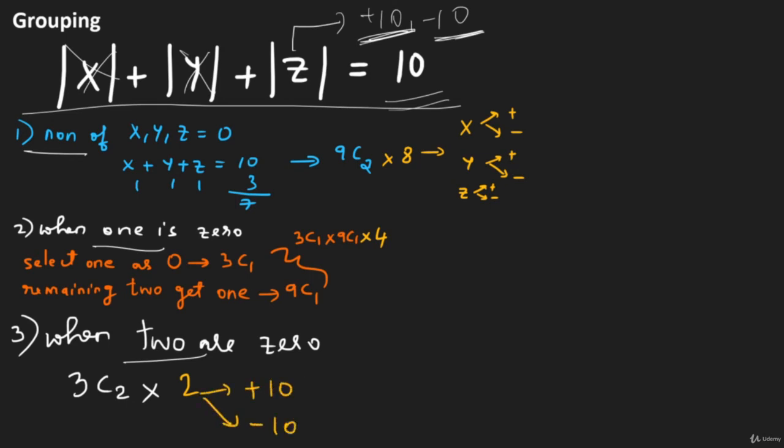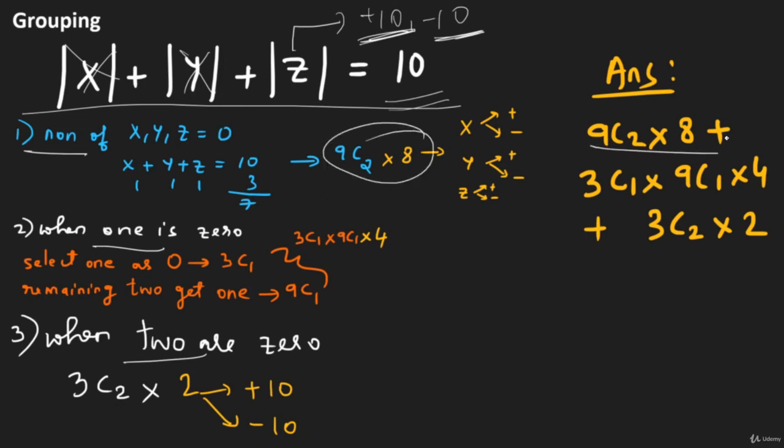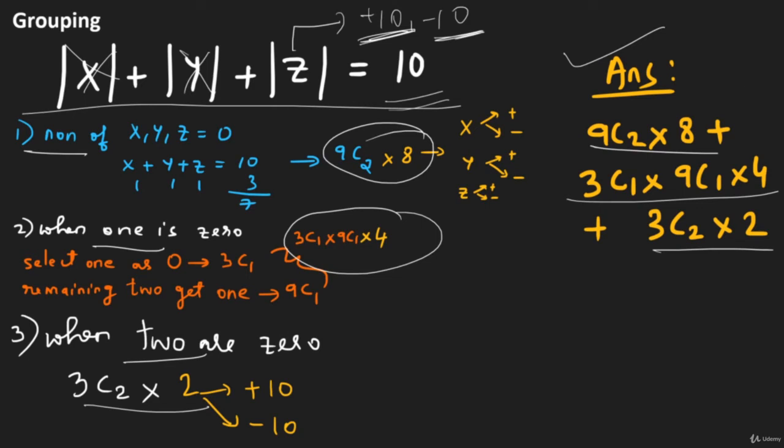And this 2 over here is positive 10 and negative 10. Alright, therefore the answer to this question is 9C2 into 8, which is what we got over here, plus 3C1 into 9C1 into 4 plus 3C2 into 2. And this is your answer to this question.